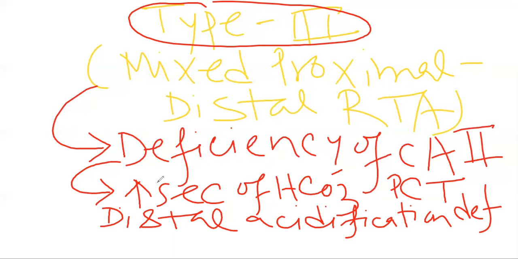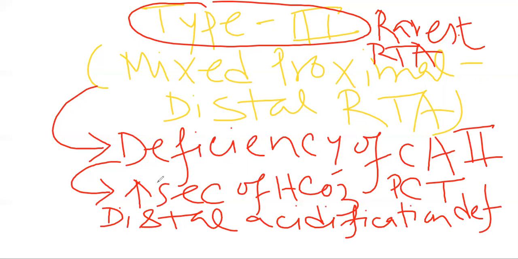So type 3 renal tubular acidosis is the rarest renal tubular acidosis. So these are all about our discussion on renal tubular acidosis.